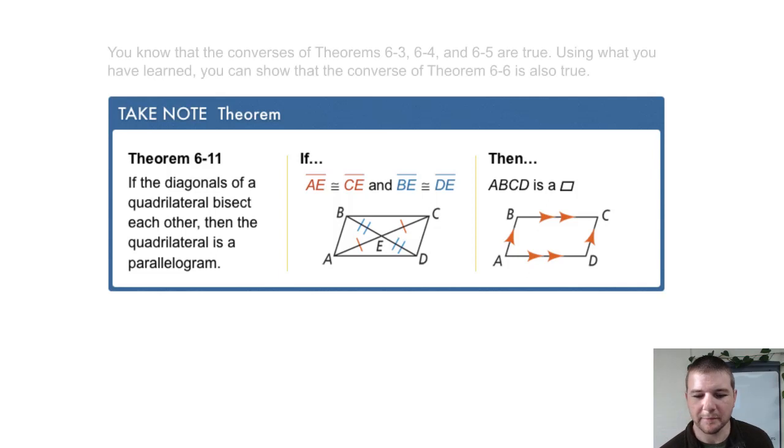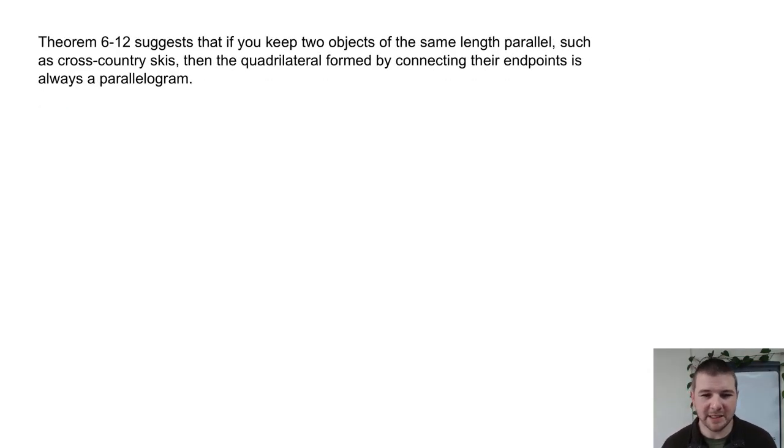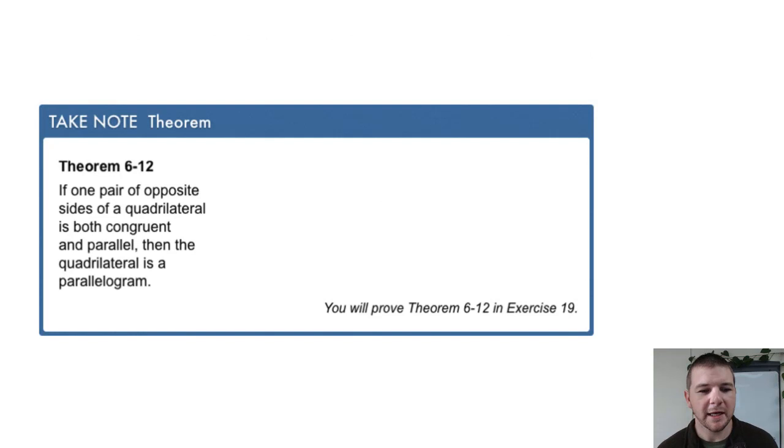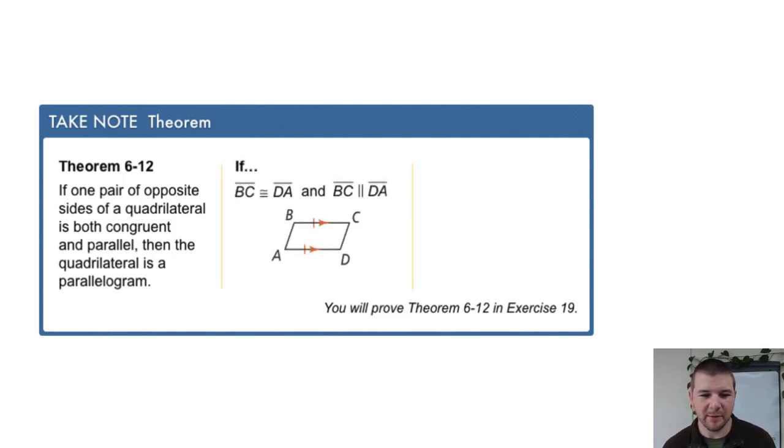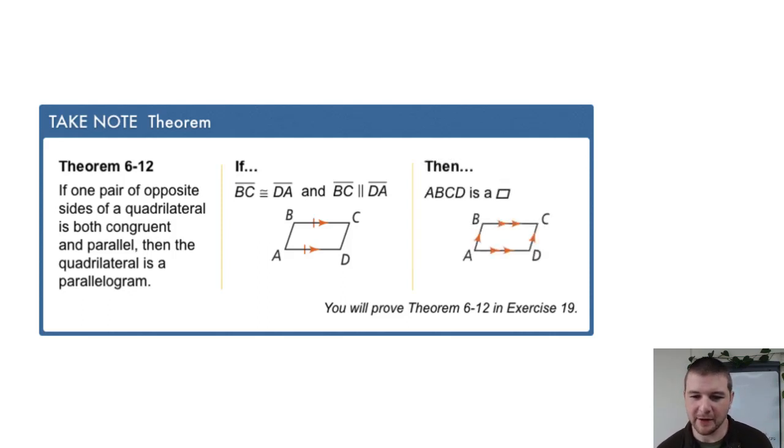is a parallelogram. Theorem 6.12 suggests that if you keep two objects at the same length parallel, such as cross-country skis, then the quadrilateral formed by connecting their endpoints is always a parallelogram. Theorem 6.12 states, if one pair of opposite sides of a quadrilateral is both congruent and parallel, then the quadrilateral is a parallelogram. So if segment BC is congruent to segment DA, and segment BC is parallel to segment DA, then quadrilateral ABCD is a parallelogram.